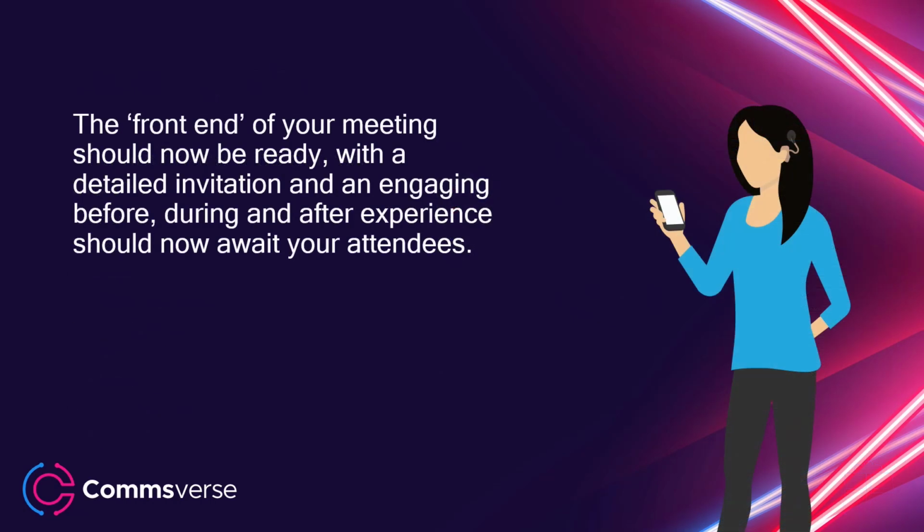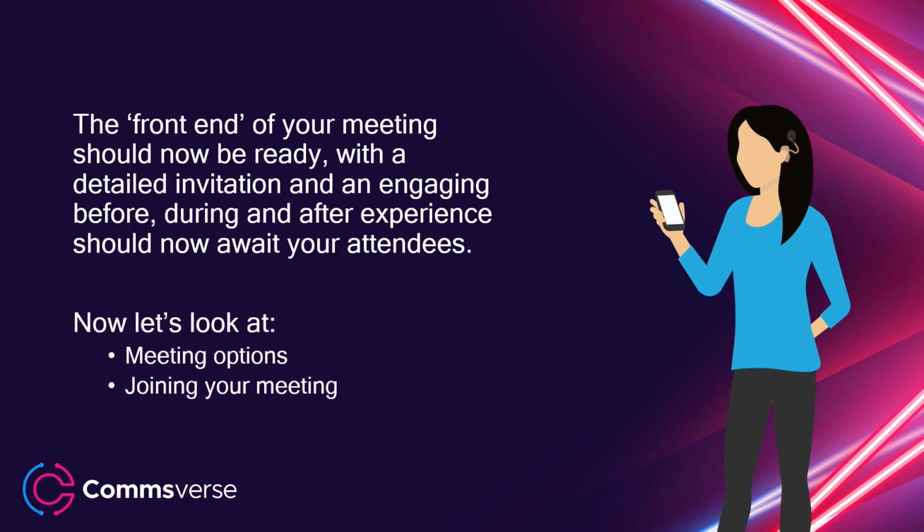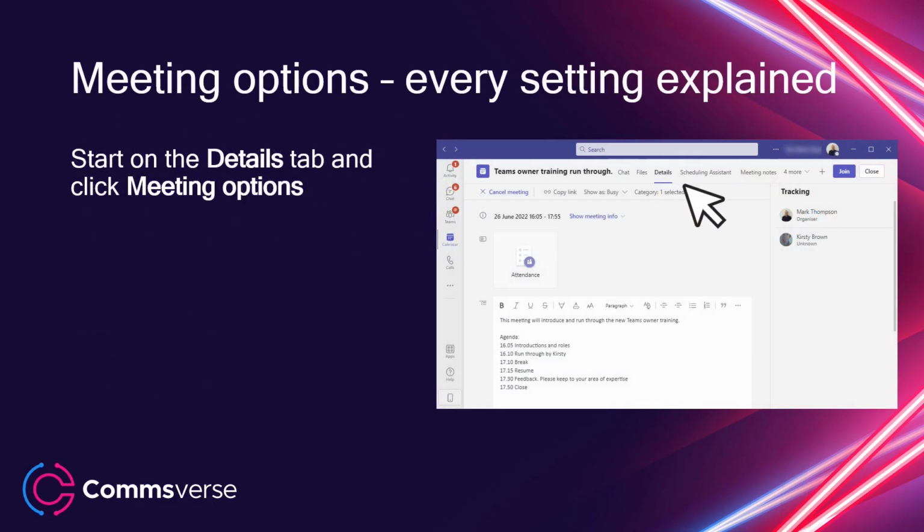So the front end of our meeting is now done. Okay, so we've got that shop window, we've got it ready to go. And we should have a good, rich invite ready to go. Let's go a little bit deeper and look at the meeting options. If you can get your people to understand these settings, you're going to have some smoother meetings. And then just get them to understand some of the settings on the way in.